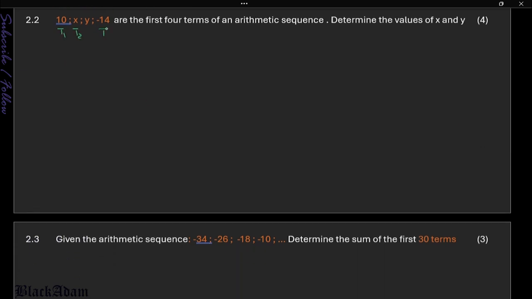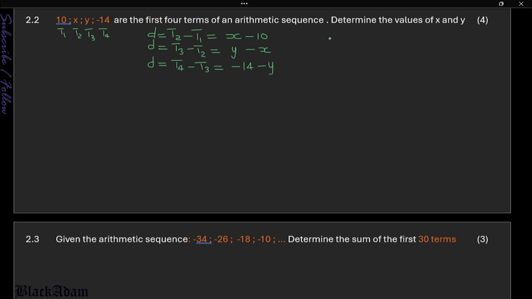Okay, so in this question we need to solve for x and y. We have t1, t2 up to t4. So the common difference is t2 minus t1, that's x minus 10, and the other difference is t3 minus t2, which is y minus x. And then we also have d, which is t4 minus t3, that's negative 14 minus y.